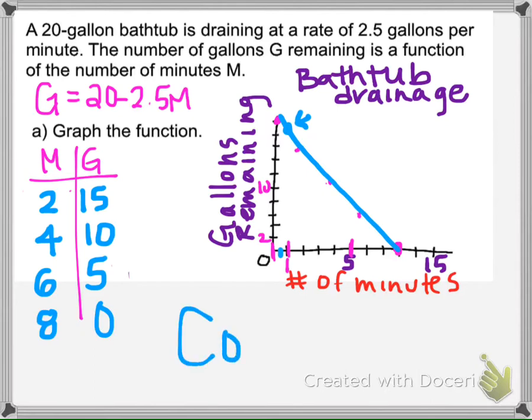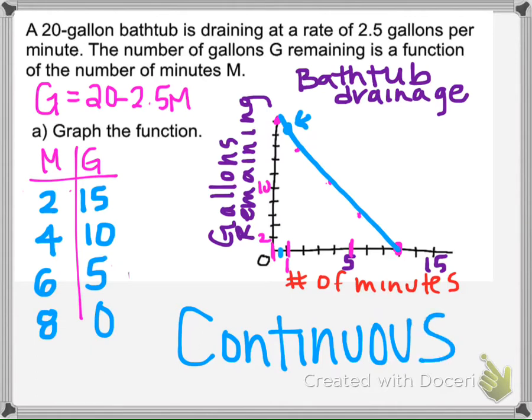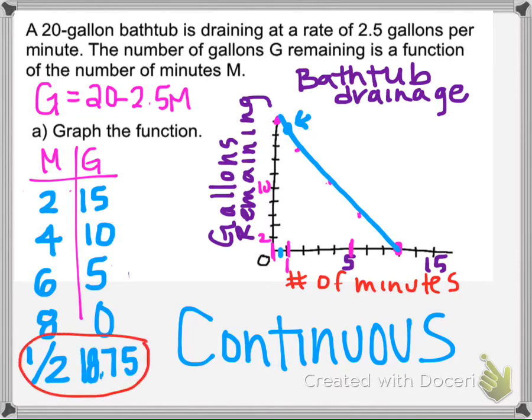So this is continuous, because it is possible to have a half of a minute. So this data point is valid. It has a fraction or decimal: in half of a minute, there is 18.75 gallons left in the bathtub. That's possible. We don't just need whole number data in this problem.